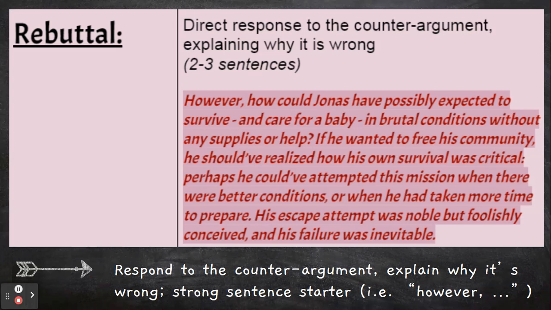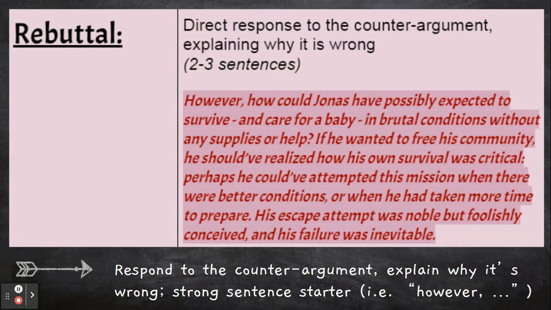However, how could Jonas have possibly expected to survive and care for a baby in brutal conditions without any supplies or help? If he wanted to free his community, he should have realized how his own survival was critical. Perhaps he could have attempted this mission when there were better conditions, or when he'd taken more time to prepare. His escape attempt was noble, but foolishly conceived, and his failure was inevitable.